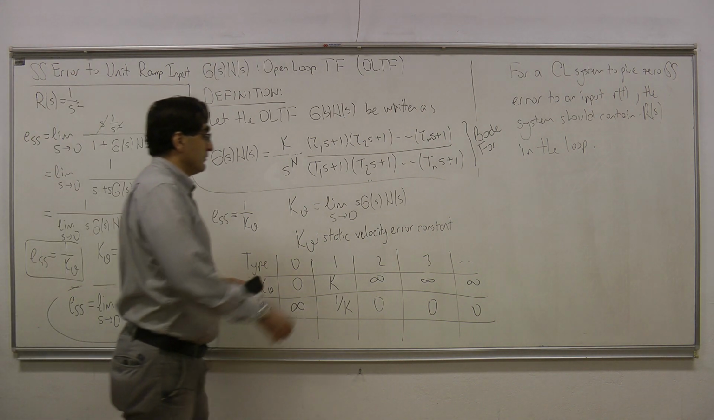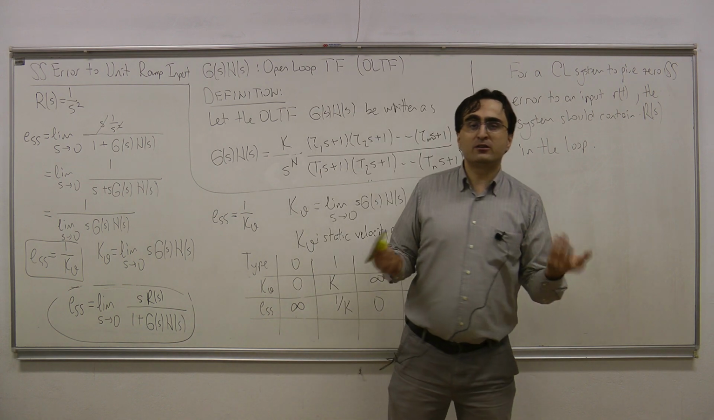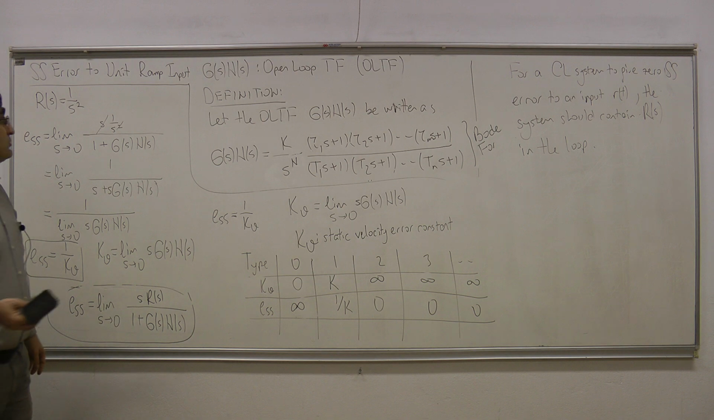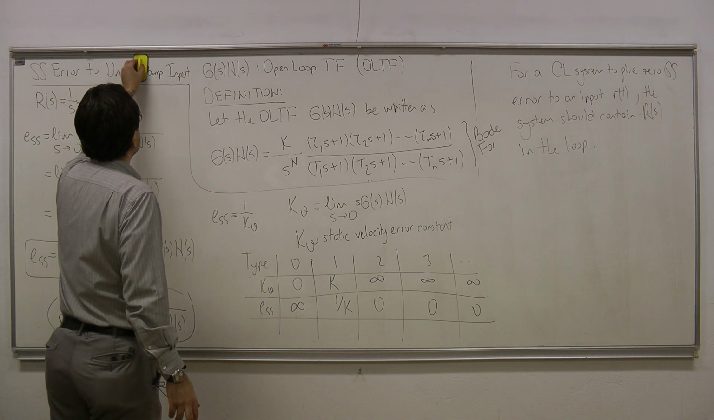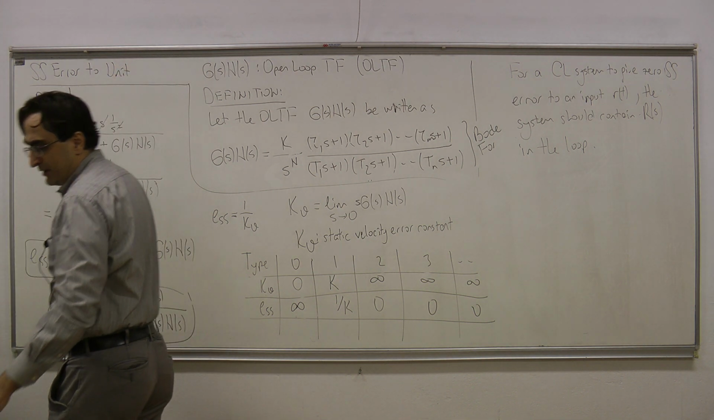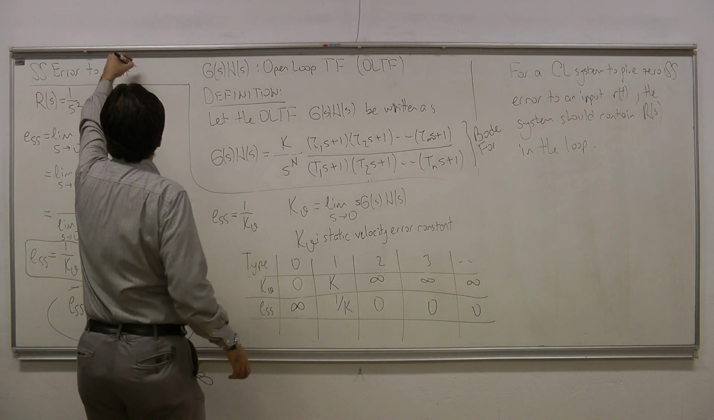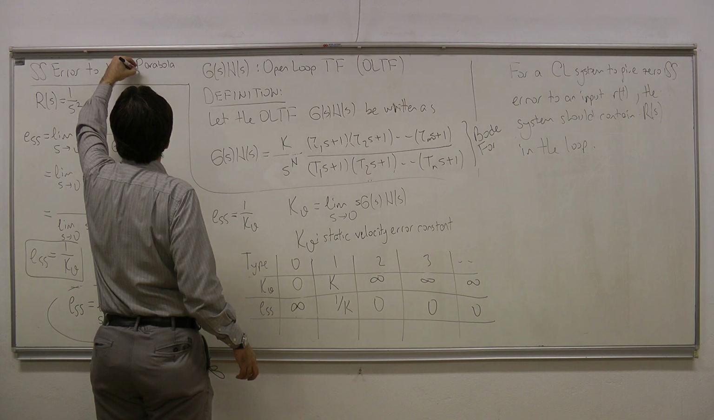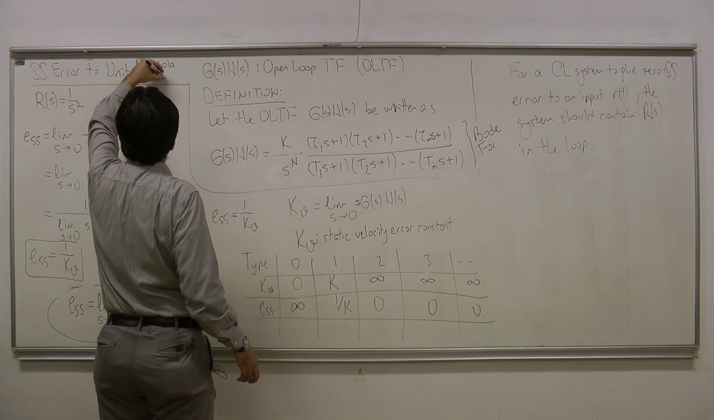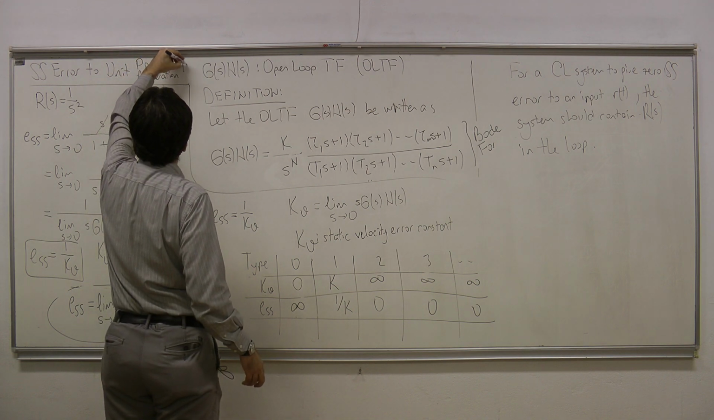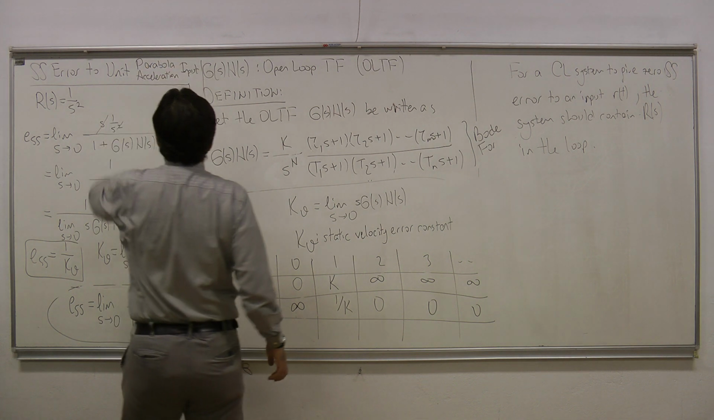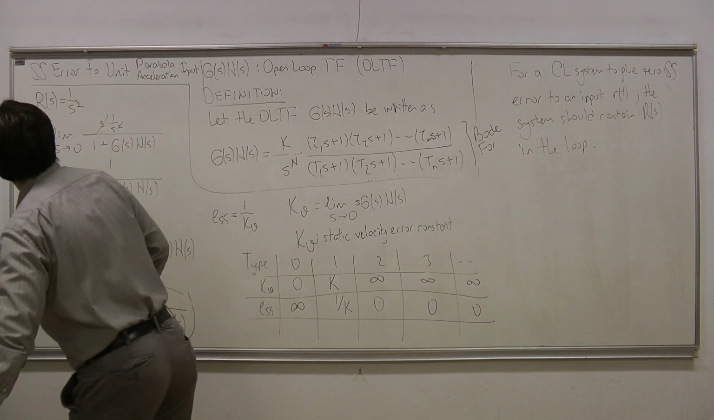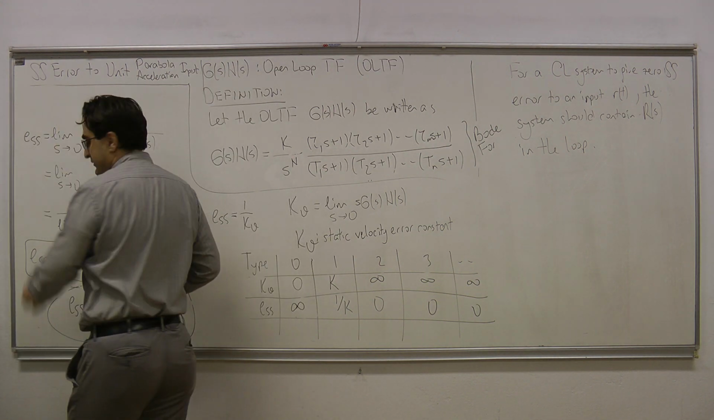So the final thing is going to be a third type of input that we use in control, and that is called the unit parabola or unit acceleration input. These are the same thing. So I have either unit parabola input or unit acceleration. Okay? These are the same thing, and I will write here what R of t is.